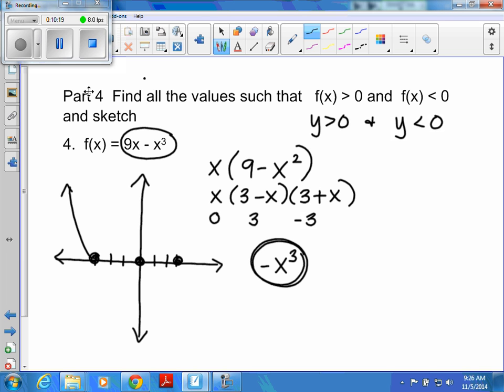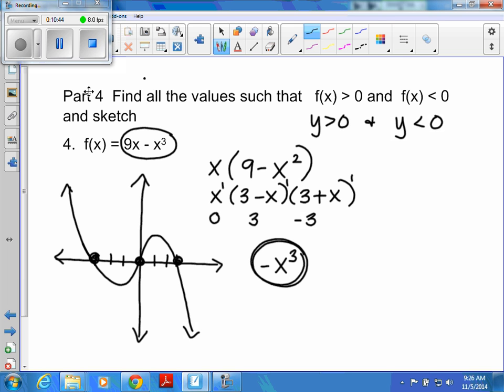Okay, do you guys remember from last year the bouncing and not bouncing? If the power is raised to an odd number, it goes through the point. If it's raised to an even number, it bounces off. All three of them, we're going to end up going through. So we're going to go through the first one, we're going to go through the second one, and we're going to go through the third one, and it ends down.